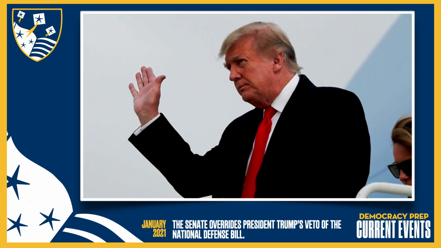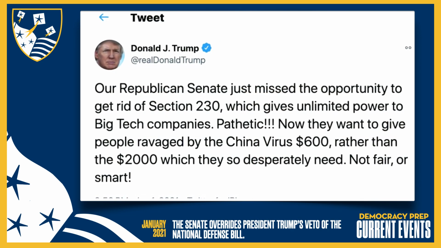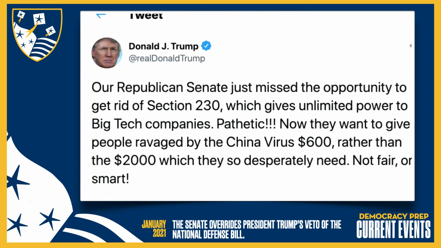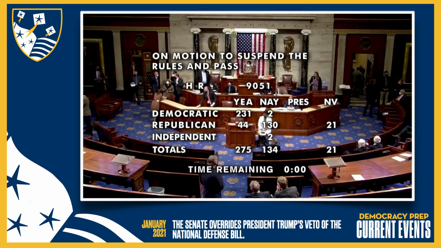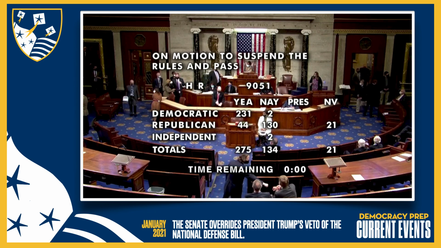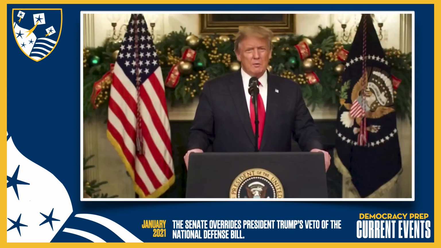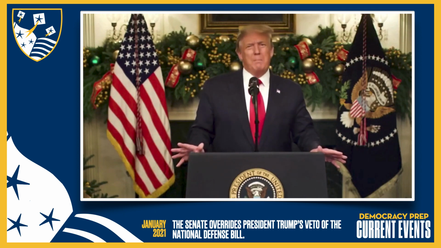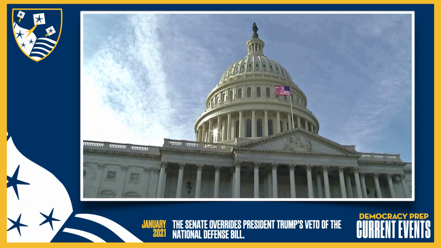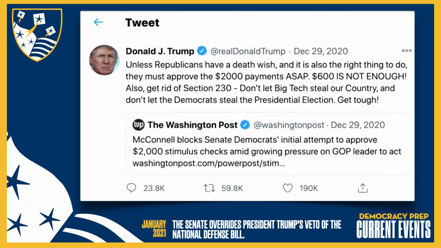Trump on Friday tweeted, "Our Republican Senate just missed the opportunity to get rid of Section 230, which gives unlimited power to big tech companies. Pathetic." The House successfully voted to overturn Trump's veto on Monday. Republican lawmakers have largely stood by Trump during his time in office. But since losing his re-election bid in November, Trump has lashed out at them, among other things, for moving toward the veto override and rejecting his demand for bigger COVID-19 relief checks.